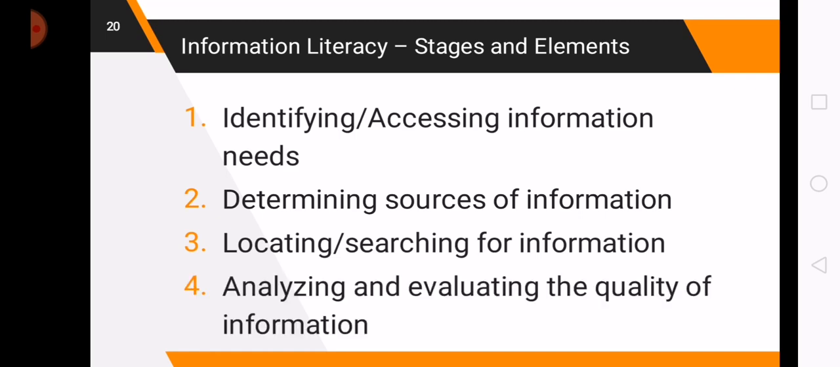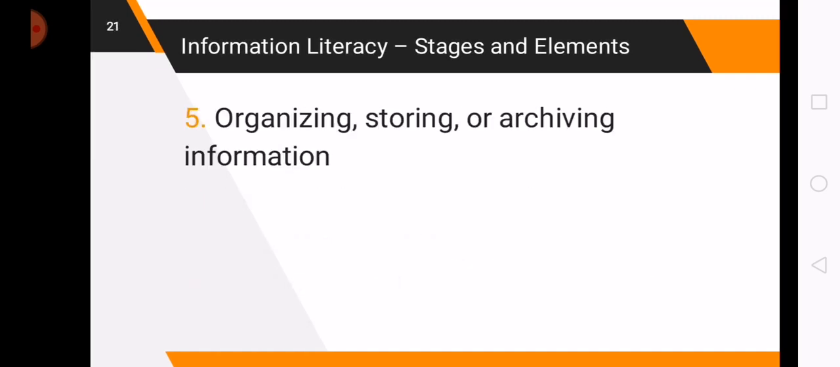And then analyzing and evaluating the quality of information, because not all information that we can find in internet is worth to get and worth to share. So we need to analyze and evaluate the quality of information. Next is the organizing, storing, or archiving information. Once we already got the information that we need, it is also important that we organize and store them so that we can access them anytime again, right?